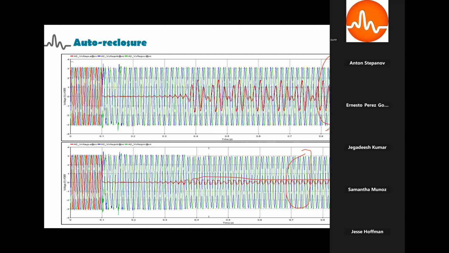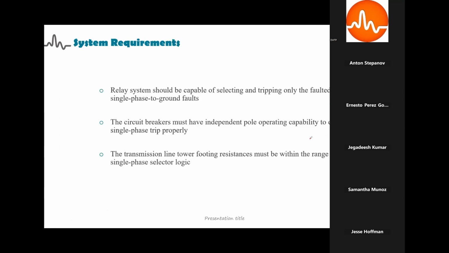So in this way, the computation of secondary arc duration is very crucial for us to study the arc extinction. For the application of single pole tripping and auto reclosure, we need some system requirements. The relay should be capable of selecting the faulted phase and tripping the faulted phase alone. Selectivity of the relay should be enabled. It should be able to identify the faulted phase and differentiate the faulted phase from the unfaulted phases.